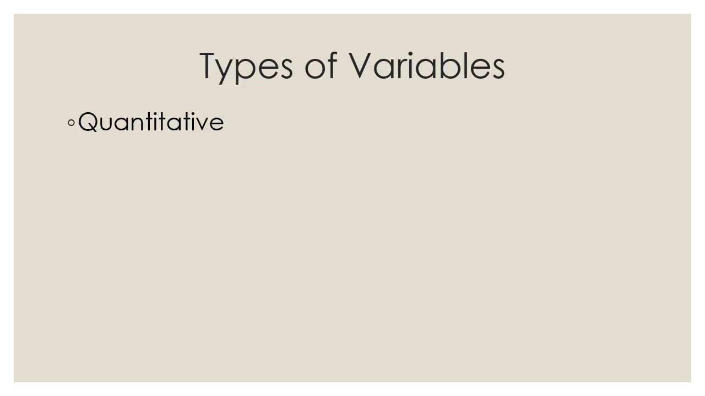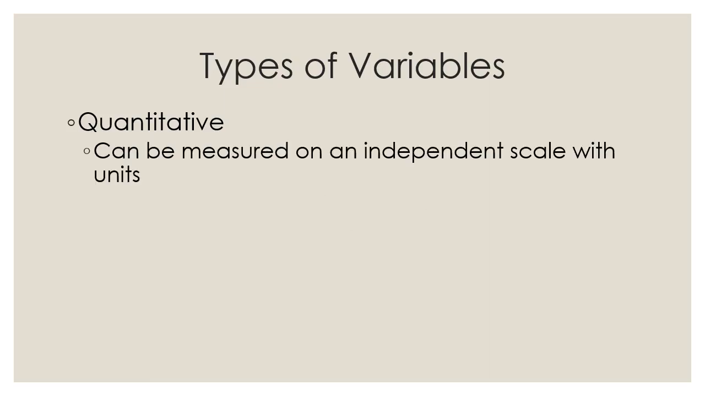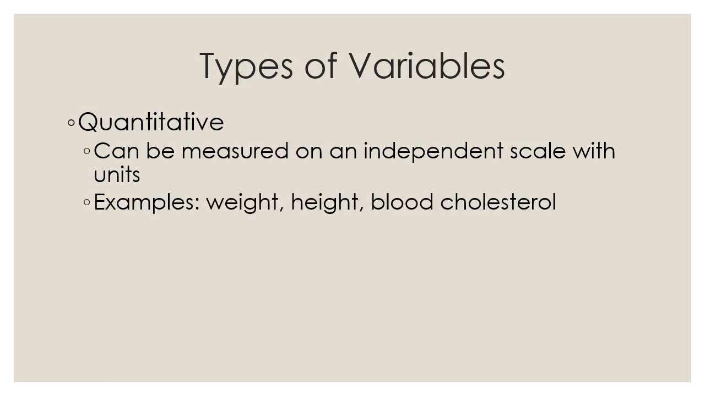We have two major types of variables: quantitative variables, and these are variables that can be measured on an independent scale with units. So everything that you have a unit for is a quantitative variable. Examples can be weight, height, blood cholesterol. These are all measured in a scale, and they have units. Weight is in kilograms or in pounds. Height can be in inches, in meters. Blood cholesterol usually is in milligrams per deciliter, and so forth.